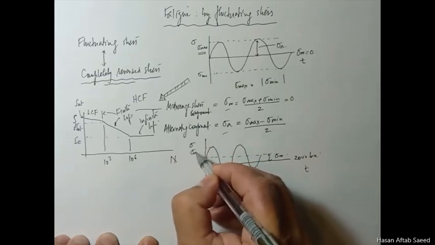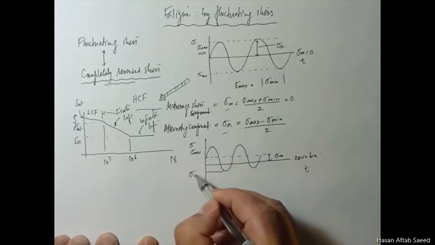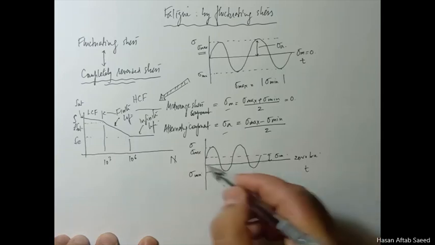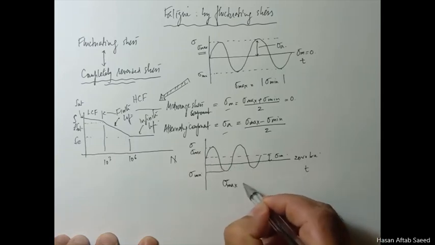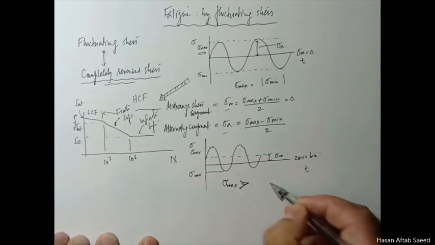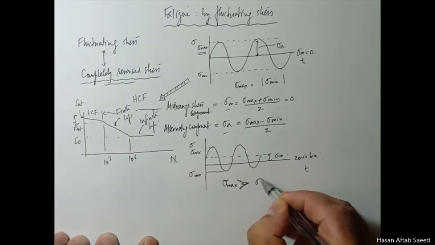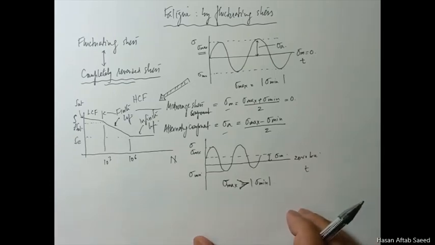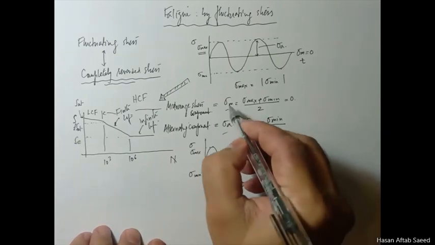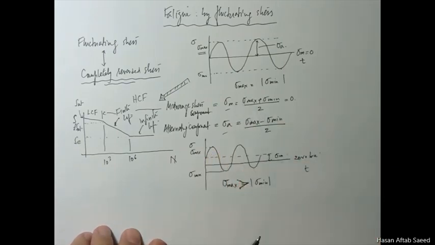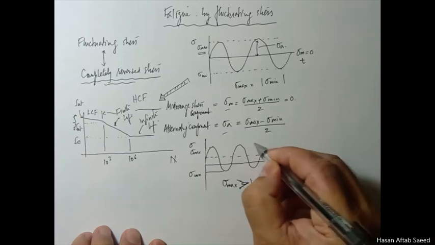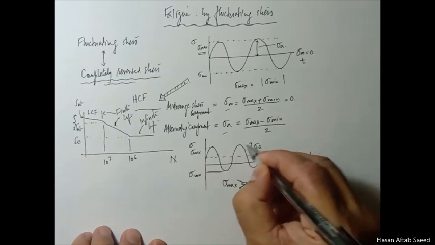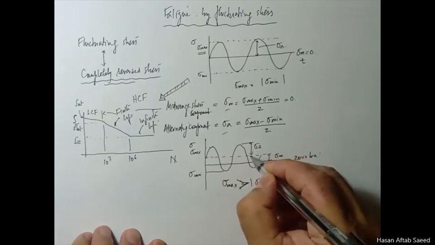You have sigma max again, sigma min. Now apparently this is very apparent, sigma max is greater than sigma min in magnitude. Obviously the signs are different here, but you don't have the same value. So if that is the case, then if you use these expressions sigma m and sigma a, obviously you'll have some value for sigma a here, and it's the same value here, sigma a.